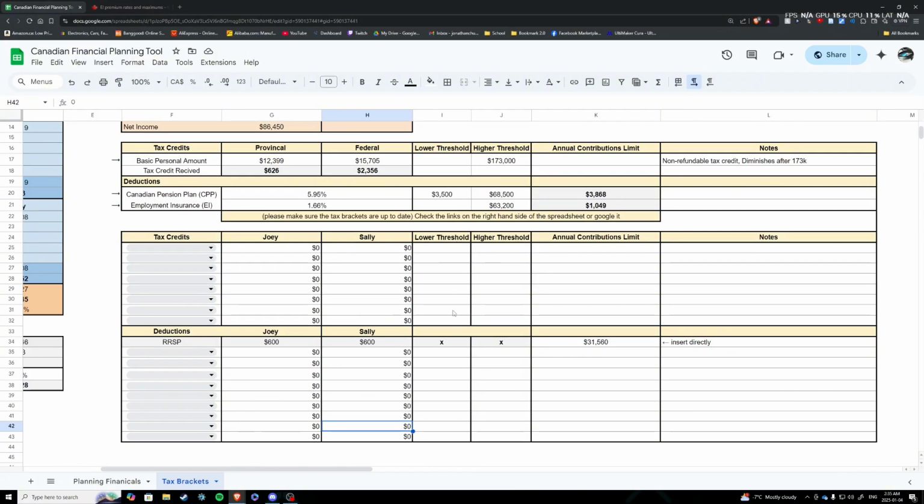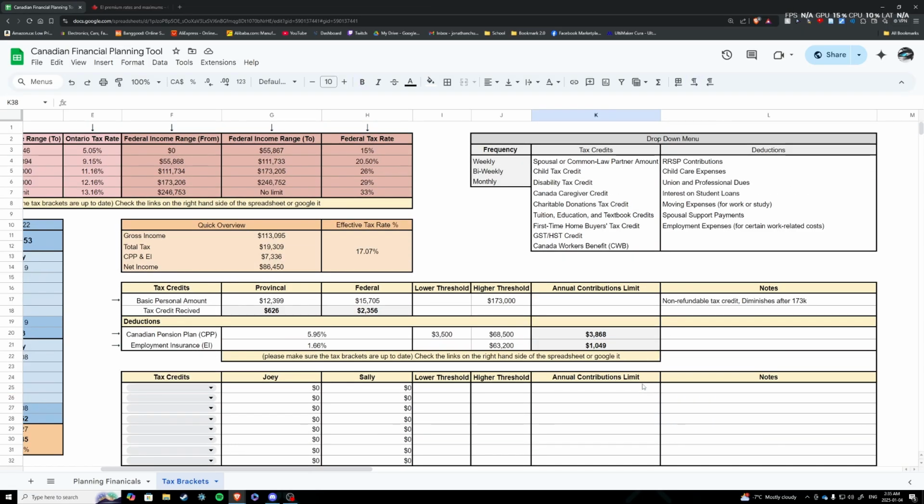Lower and higher thresholds, you can set those. No calculations are going to be done based off of these, so this is just for you to keep in mind. Same thing for this entire section. No calculations are being done on this, so just put in these values and keep in mind not to exceed those contribution limits. And then you have your notes, just so you can keep in check with all that stuff.